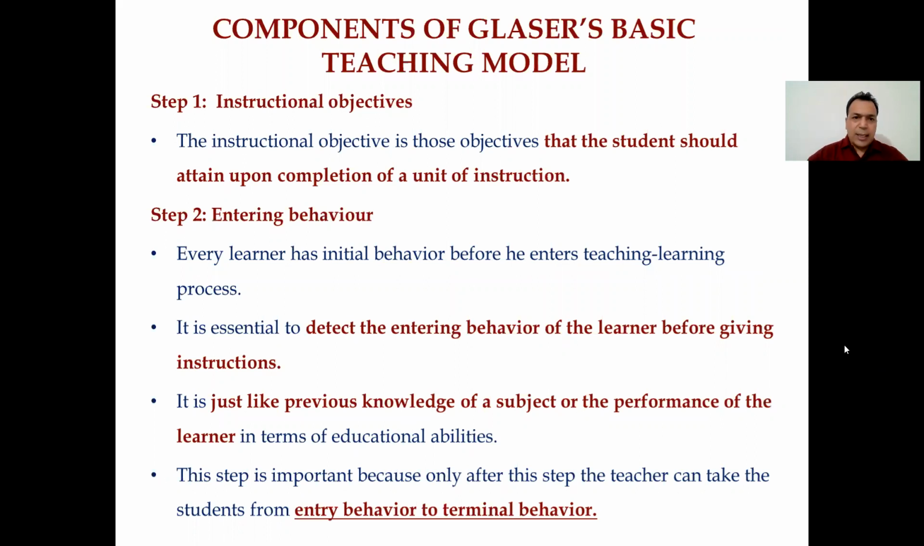Instructional objectives are those objectives that the student should attain upon completion of a unit of instruction. Right? This is called the instructional objective. I explain side by side so that you will come to know it in a very easy manner. For example, we are going to teach the student, so we should have in mind, upon completion of the lecture, what the student will attain. This process is called the instructional objective.